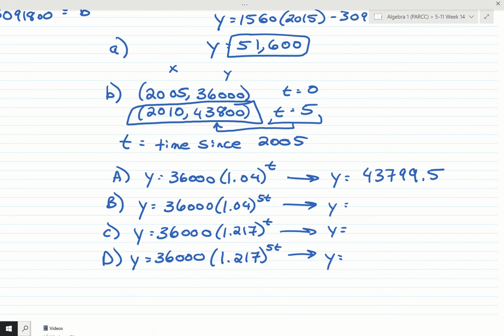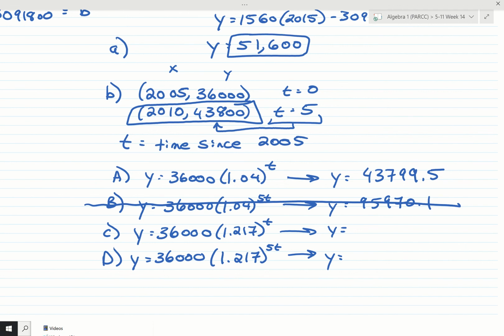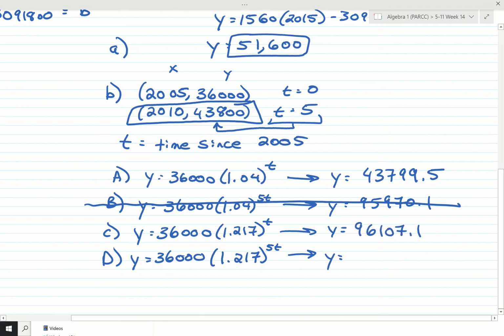But let's try the second one. 36,000 times 1.04 to the 5 times 5 power. That's 95,970.1. That's not as close as part A, so I'm going to get rid of that. Next, I'm going to try 36,000 times 1.217 to the 5th power. And I'm getting 96,107.1. Again, that's not as close as part A, so I'm going to get rid of that option.